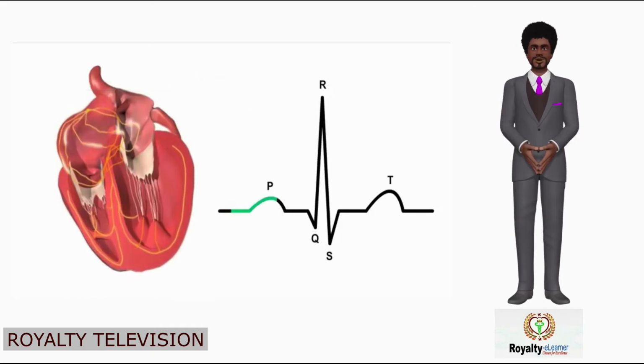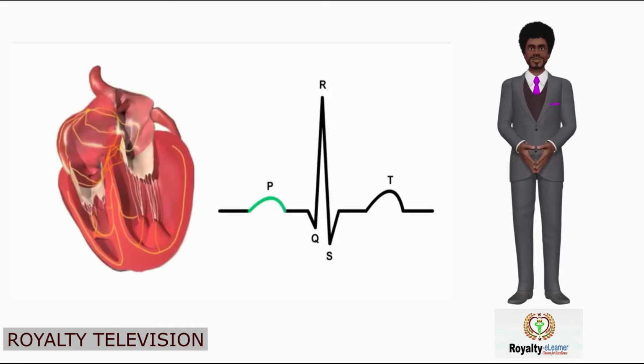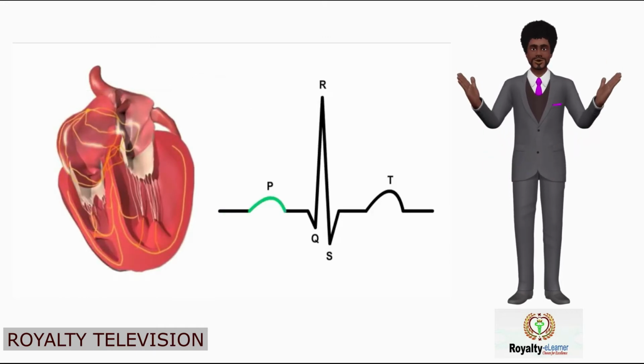The period of conduction that follows atrial systole and precedes the contraction of the ventricles is depicted on the ECG by the PR segment, a flatline following the P wave.